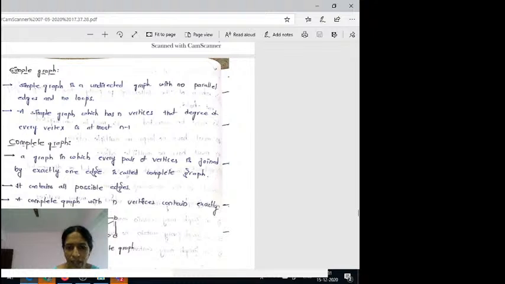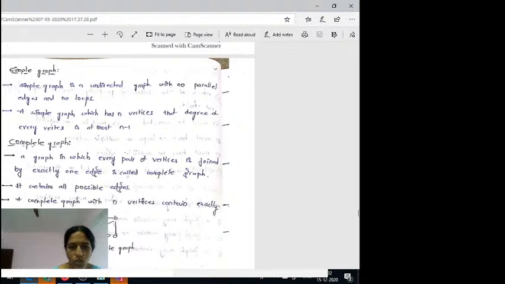Suppose there is no edge from this A, even then this graph is called a simple graph. That means there is an edge between B to D as well as D to C, C to B. Then also we can call it a simple graph, because there are no self loops as well as no multiple edges between A and B. So then we can say that this is a simple graph.